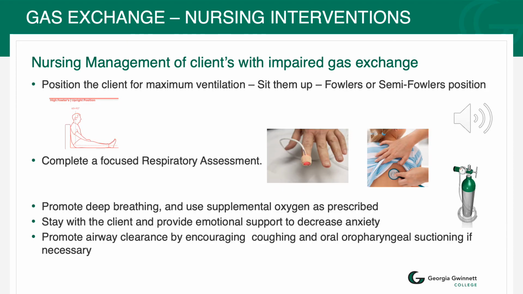I really like this slide because I think it summarizes a lot of what we just talked about on our nursing interventions. If you are caring for a client with impaired gas exchange, these are the things you want to do almost in the order in which you want to do them. So somebody's complaining of dyspnea, shortness of breath. You position the client for maximum ventilation. You sit them up in a Fowler's or semi-Fowler's position. That's an independent nursing intervention.